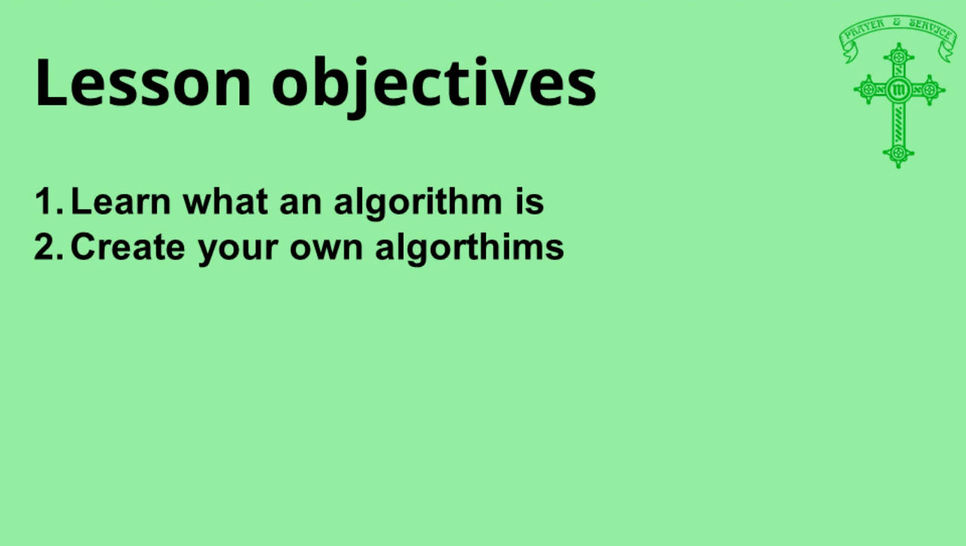We're going to look at something called an algorithm. This is one of the fundamentals of computer science, one of the most basic things that you will do if you do this at GCSE level. Not as daunting as it sounds though.